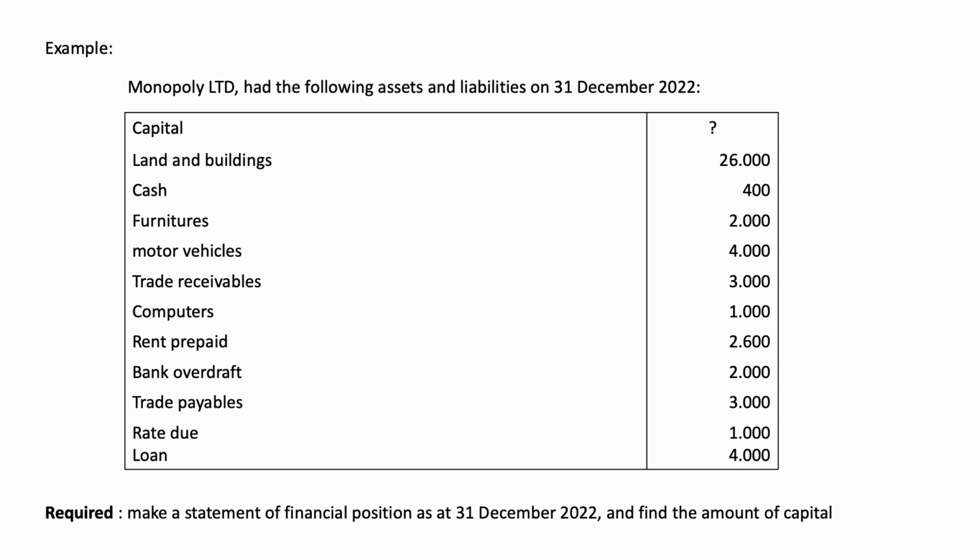Monopoly Limited had the following assets and liabilities on 31 December 2022. As you can see, capital is not given and you have to figure it out through the solution. I also strongly suggest to separate the assets from the liabilities before you go to the solution. So, land is an asset.